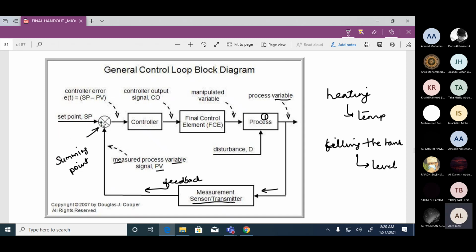In this block, you see there is a plus sign here and a minus sign here. What does it mean? It means that the output of the summing point is called error, the controller error, and this error is equal to set point minus the measured value. According to this error, the controller will take a decision. That decision is called the controller signal output, or CO.